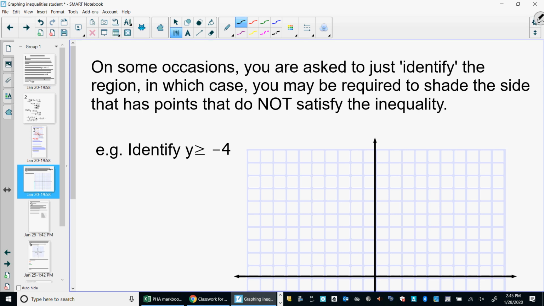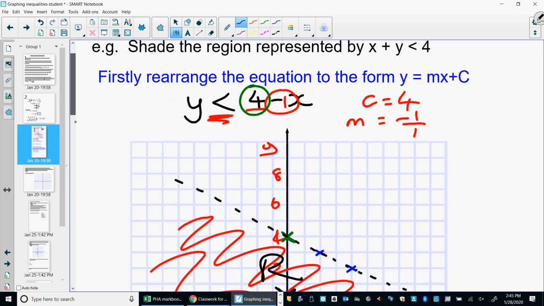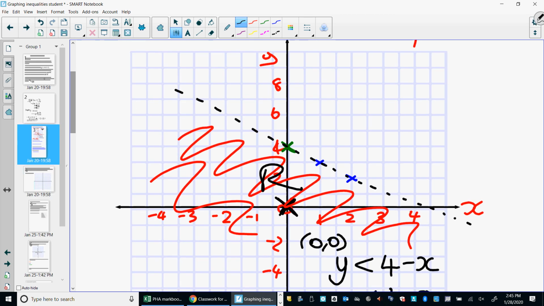Shade the region representing... Then you should pick any kind of point on either side of the line. On either side of the line. Okay, let me show you. Then you shade the side that's... Okay, so let me.